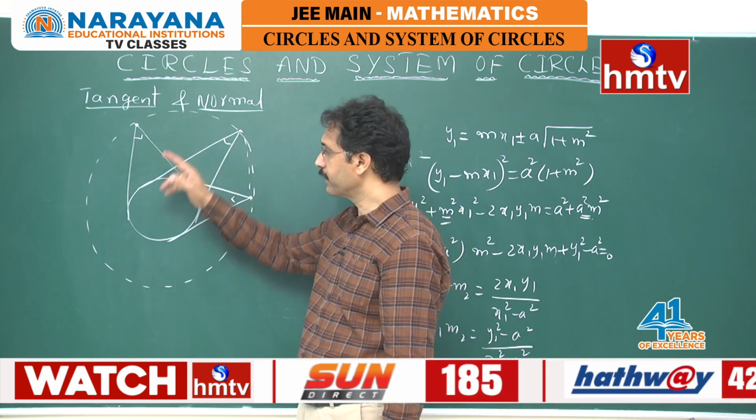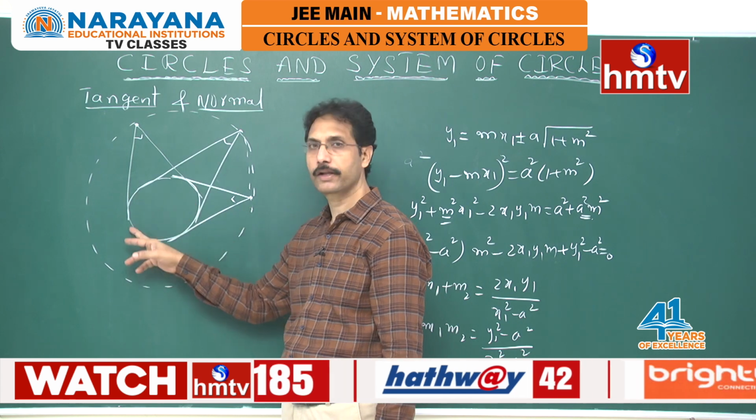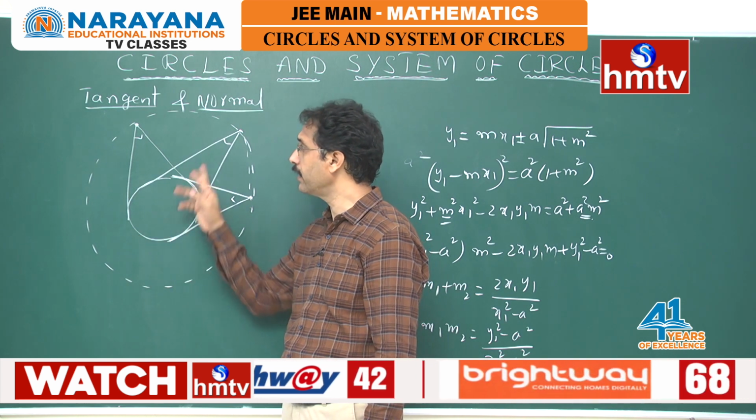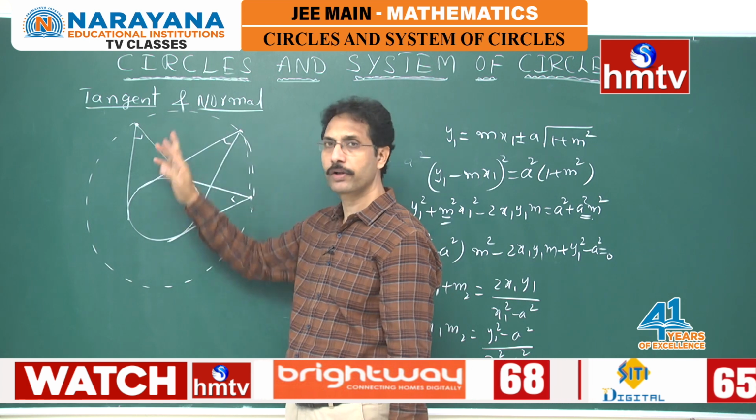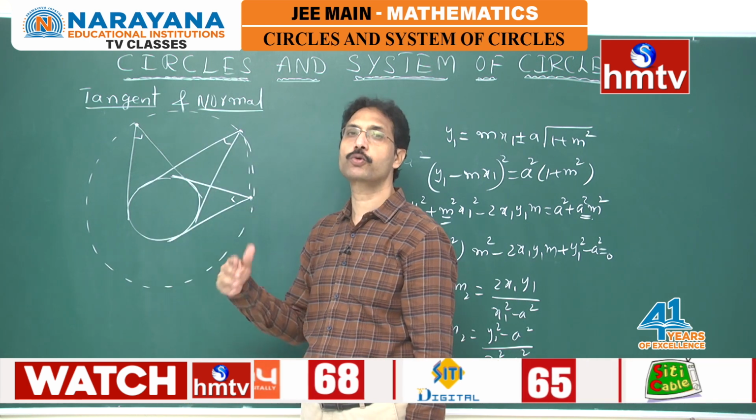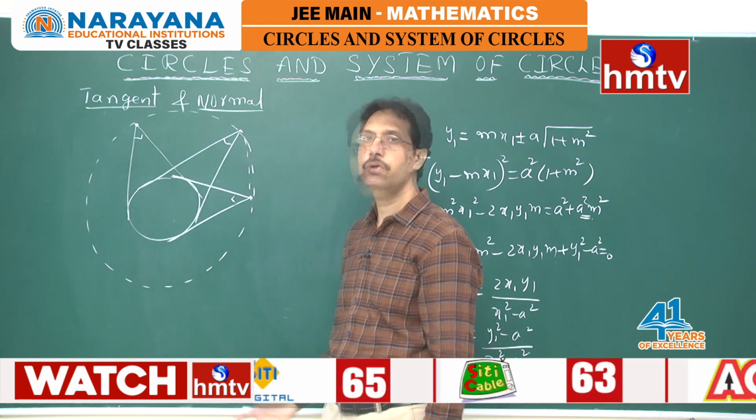This will always be concentric with the given circle. That is, the center of the given circle and its director circle will be the same. The radius will be root 2 times the radius of the given circle. How can you get this?